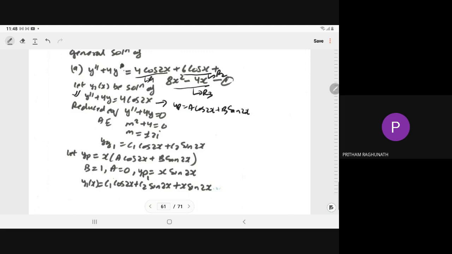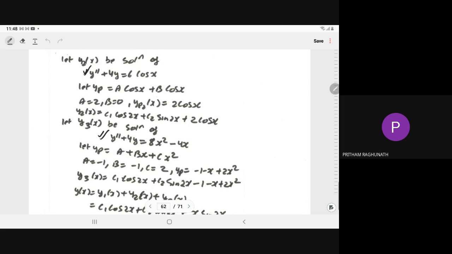But this a cos 2x will match with the c1 cos 2x. So to avoid the duplicacy, multiply with x. That's why here we take yp as x times (a cos 2x + b sin 2x). Here the values of a and b will be 0 and 1. So yp1 will come x sin 2x. So y1 you will get c1 cos 2x + c2 sin 2x + x sin 2x. That is the y1 corresponding to the first problem.